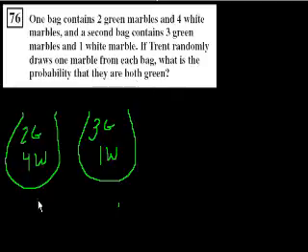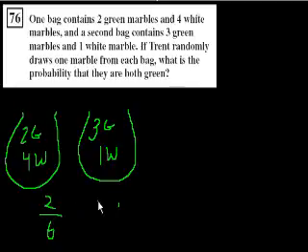Okay, so what's the probability that he draws a green marble from this first bag? Well, let's see. There's 2 green marbles out of a total of how many marbles? 2 plus 4 marbles. There's a total of 6 marbles in here. So there's a 2/6 or 1/3 chance that he draws a green marble out of this bag.